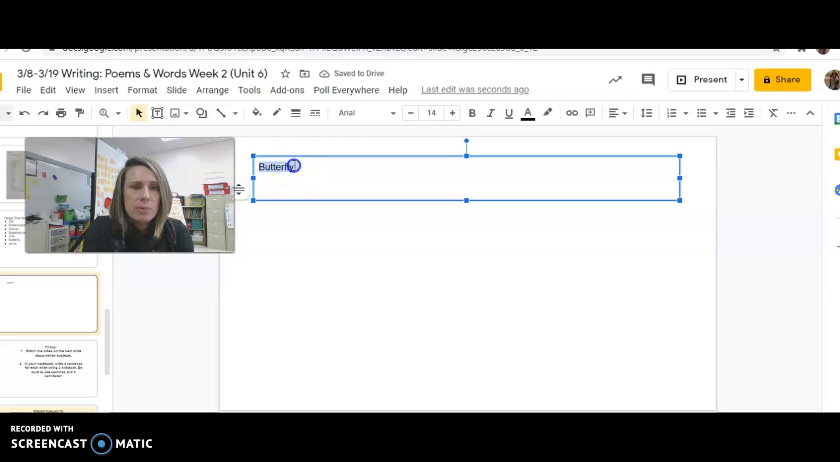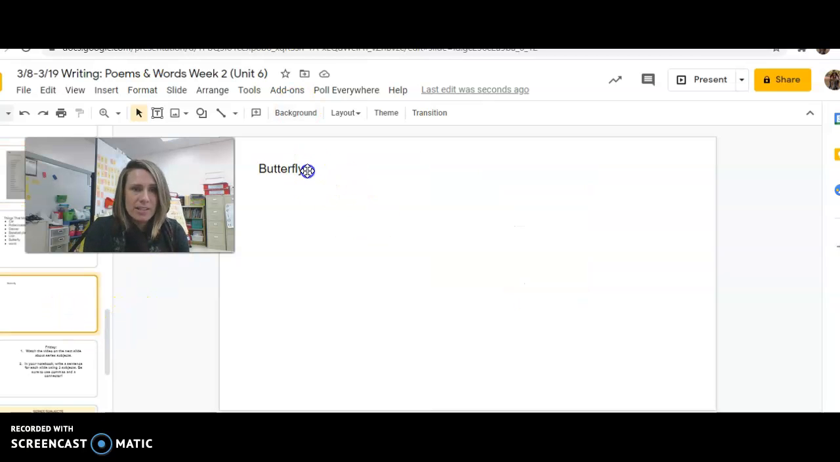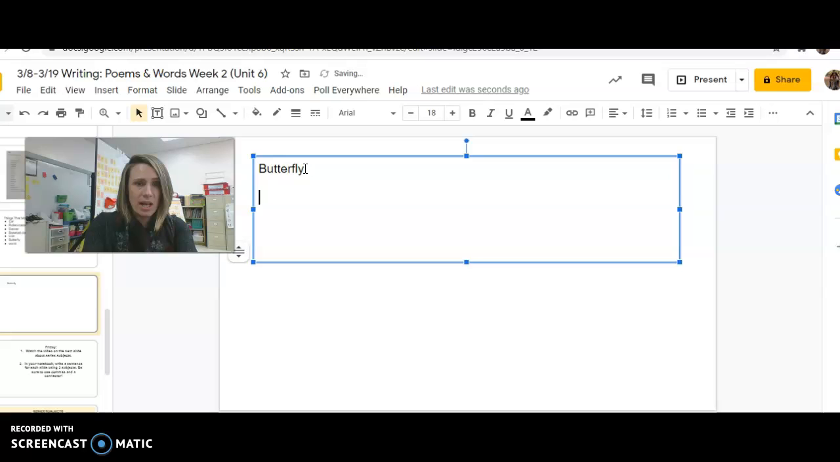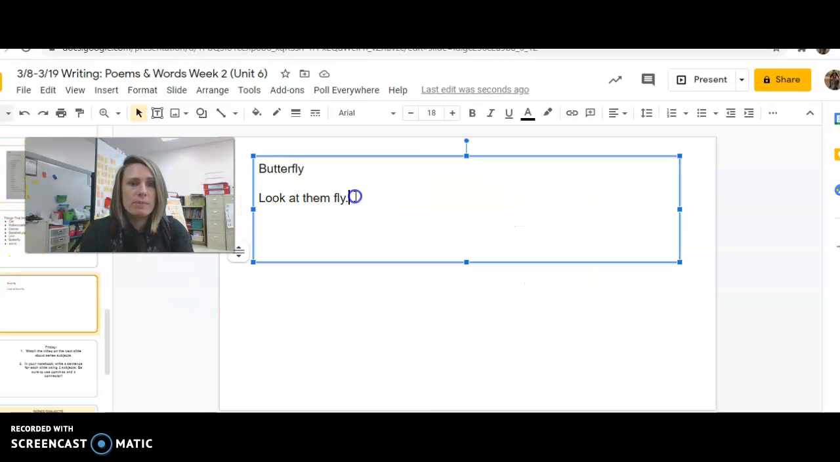And we're going to use our inspiration from the poem that we read today. So I'm going to need your help. Let's look back at this poem. How did it start? It started with the line, look at them. So we're going to start the same way. And what are some movements that butterflies do? Well, yeah, they fly. So let's start with that. Look at them fly. And now let's look back at the poem. Lickety split, they said. And then they just listed all these different movements. And at the end, they picked one word to repeat. Okay, so we have to list a whole bunch of ways butterflies move.